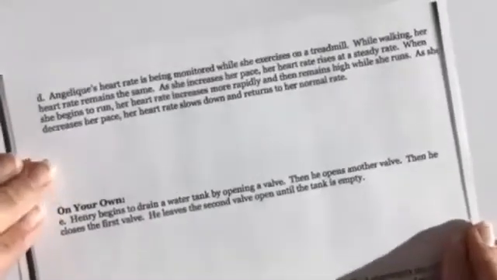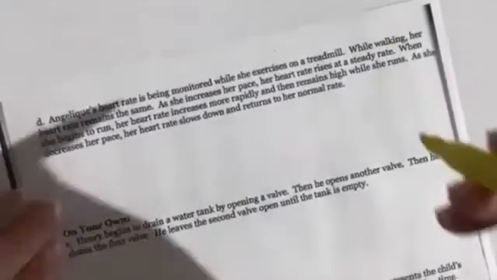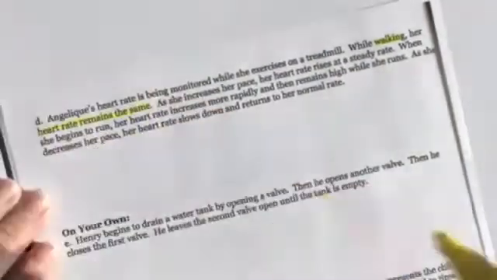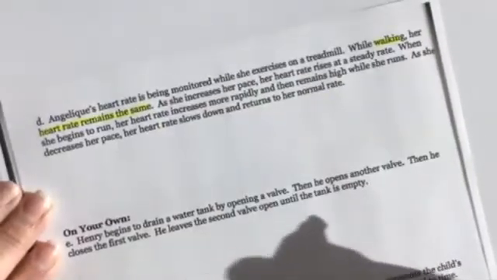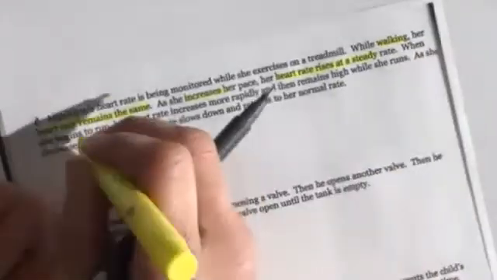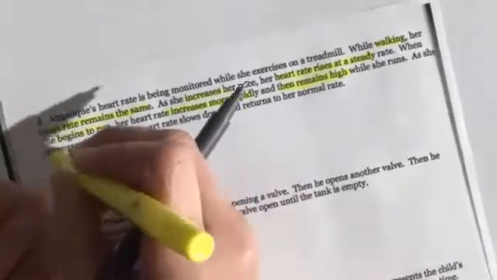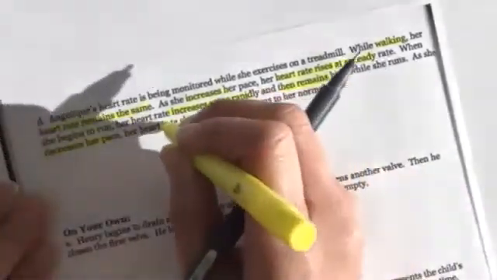So a couple of things. I like to kind of highlight each thing that changes. While walking, her heart rate remains the same. She doesn't increase. As she increases her pace, her heart rate rises at a steady rate. Then she begins to run, her heart rate increases more rapidly. And then the other thing is that it remains high while she runs. Then as she decreases her pace, her heart rate slows down and returns to her normal rate.